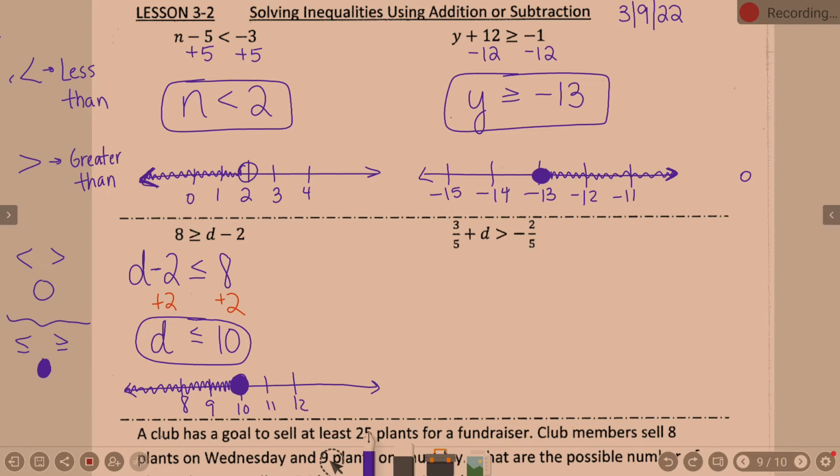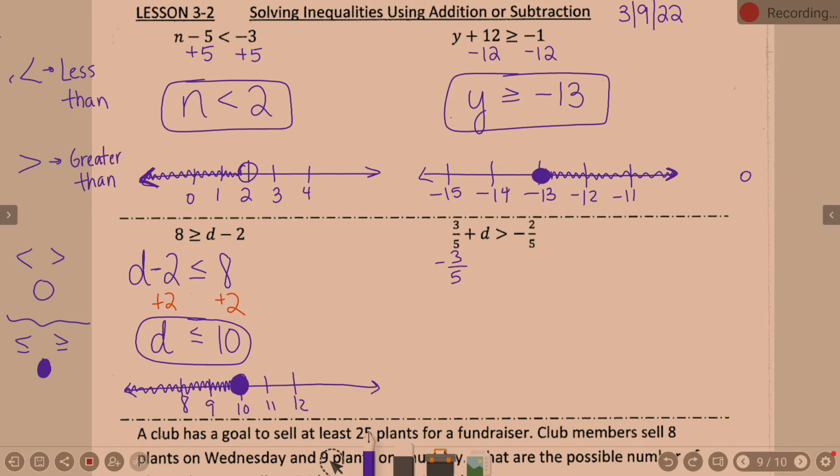3/5 plus D. Okay, this is how you're gonna do it. Just talk to me about what we're doing to both sides. What am I doing to both sides of this equation? If it's 3/5 plus D, how am I getting D by itself? You're adding 3/5. But it's already a positive 3/5. So you subtract 3/5. Since it's already a positive 3/5, I'm actually going to subtract 3/5.